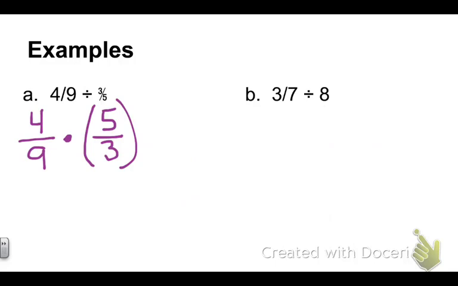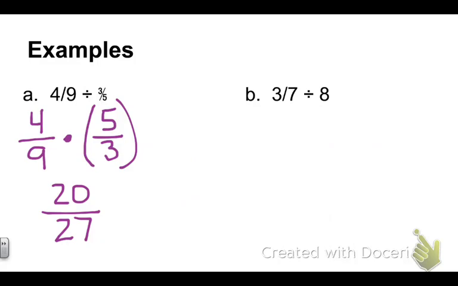And then multiplying fractions, just multiply straight across. 4 times 5 is 20. 9 times 3 is 27. If you run through your head all the factors, this fraction is in fact simplified. You don't need to do anything else to it.